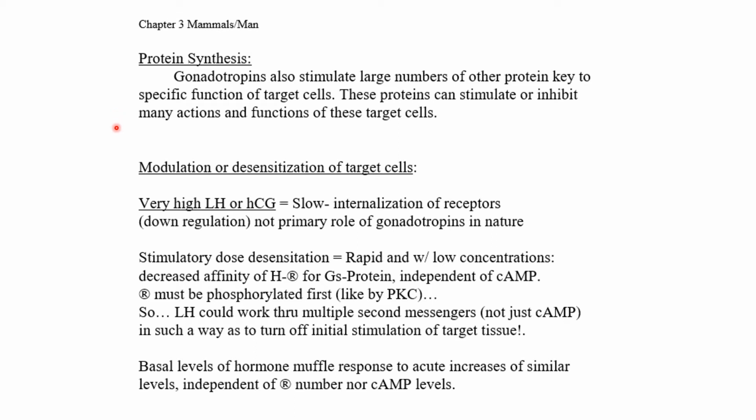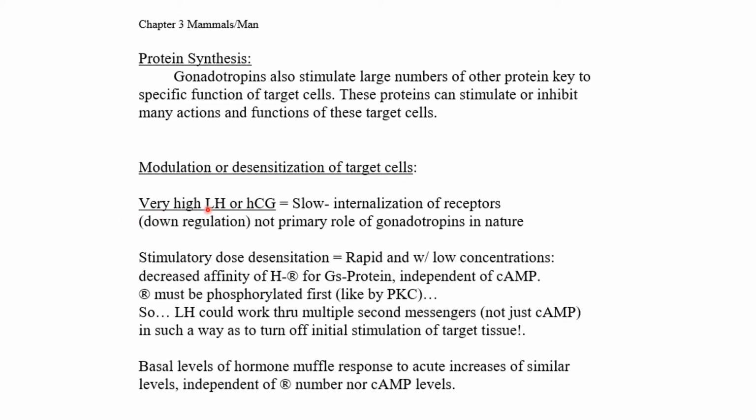So what modulates or controls the target cells? Let's talk about modulation or desensitization of target cells. As with many hormones, it's been shown that if an animal receives very high levels of LH, and in this case they also use HCG, in other words, another gonadotropin produced by pregnant females, but let's just stick with LH for a minute. If you give very high LH levels, we talked about this before, that will cause downregulation of the target cell and the target tissue. Well, what is downregulation?